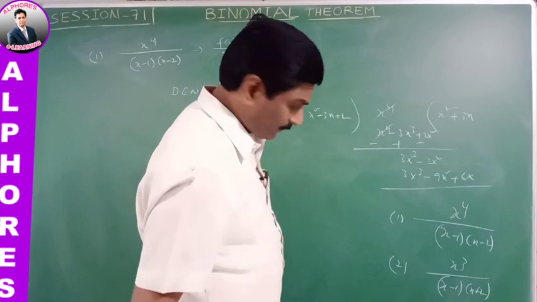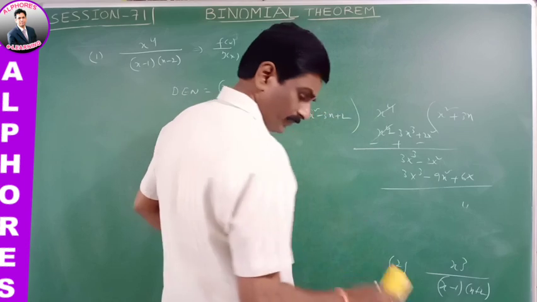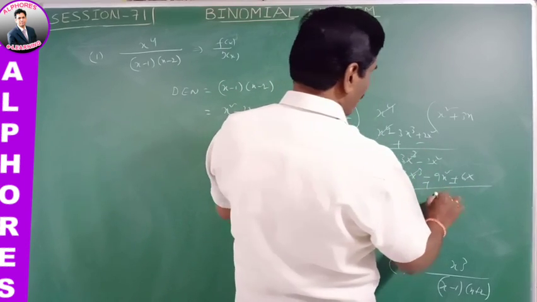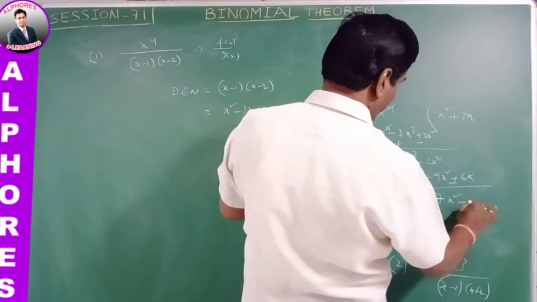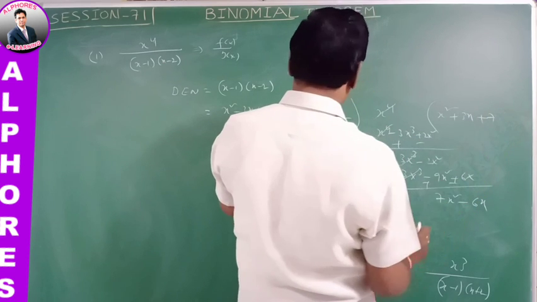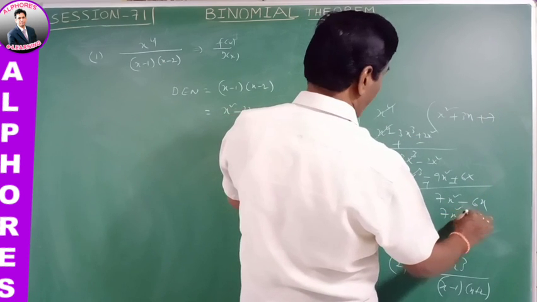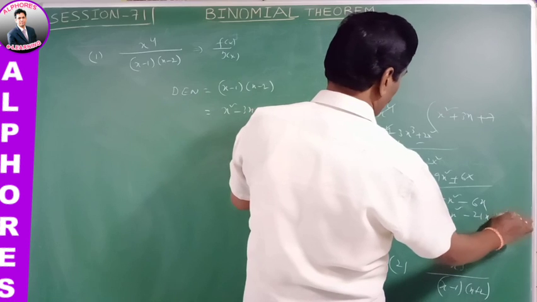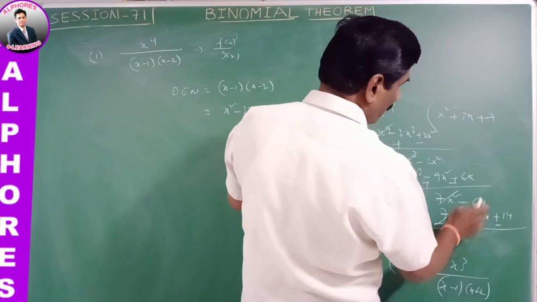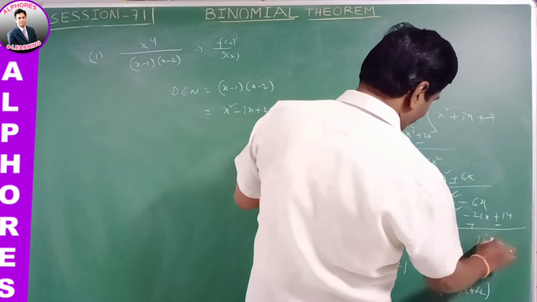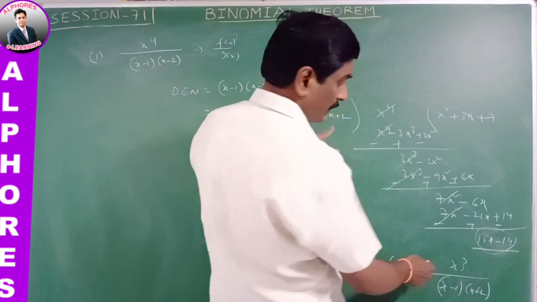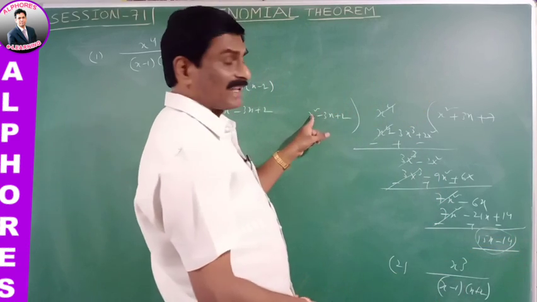After subtracting, it can be reduced into minus plus minus, that means these two are cancelled. 7x square plus minus 6x. Next again x square, how many times cancelled? 7 times, that means 7x square minus 21x plus 14. After subtracting, these are cancelled. 21 minus 6, what is the value? 15x minus 14. It is the remainder. The degree of 15x minus 14 is less than this degree.